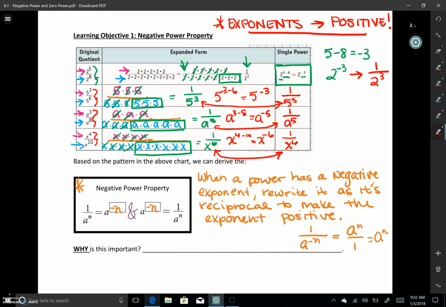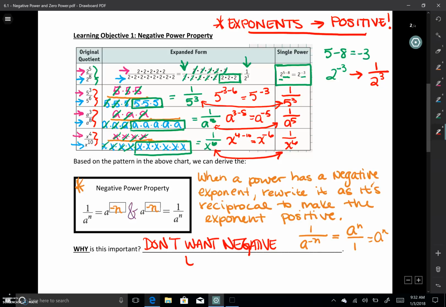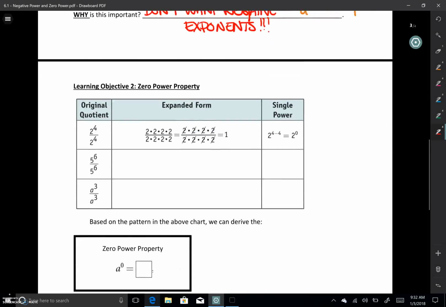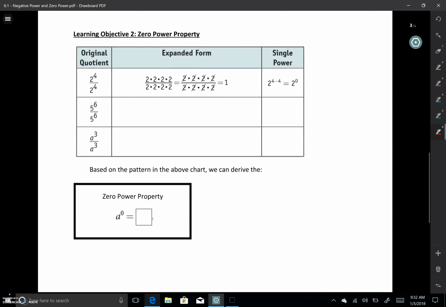Okay. The reason that this is important is because we don't want negative exponents. Okay? So there's your negative power property. We're going to move right along onto our second learning objective, the zero power property.